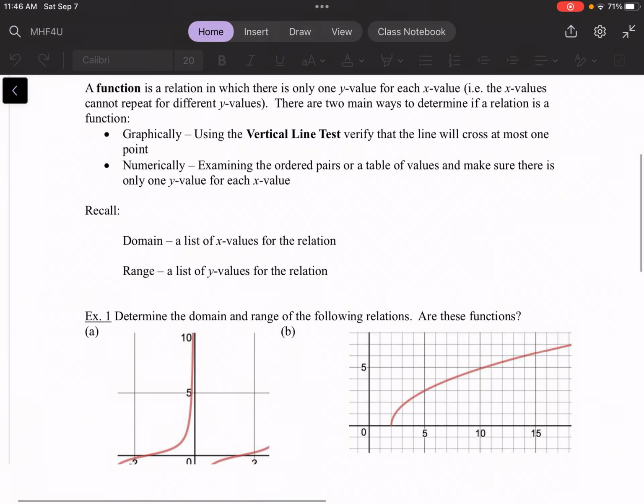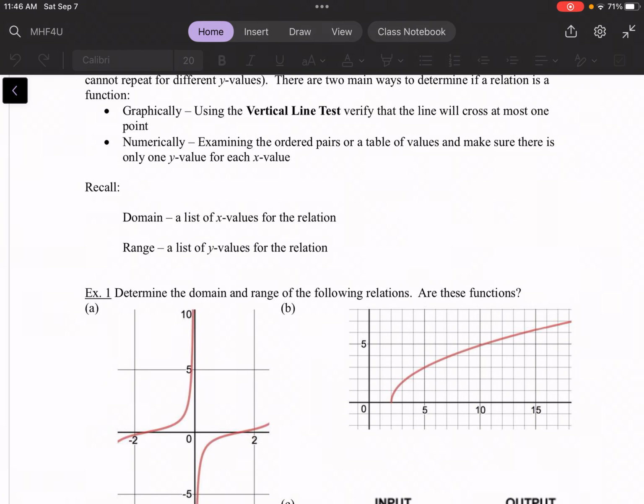Now please recall the terms domain and range. Domain is a list of all the x values that you could possibly have for your expression, and the term range is just a list of y values for your relation.